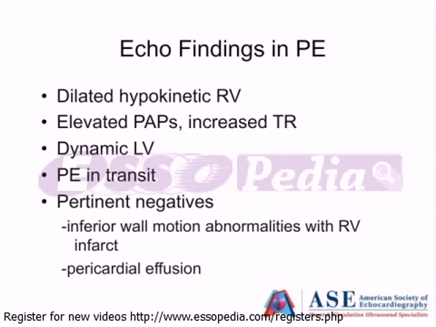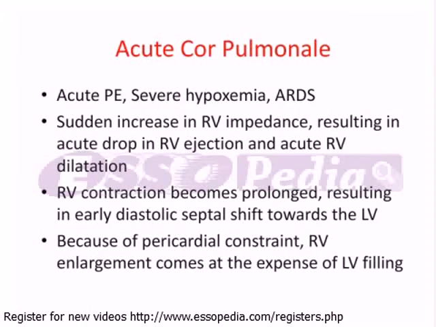Acute cor pulmonale, or acute right-sided failure, is seen in acute pulmonary embolus, severe hypoxemia, and ARDS. There's a sudden increase in right ventricular impedance, resulting in acute drop in right ventricular ejection and acute RV dilatation. The RV contraction becomes prolonged, resulting in an early diastolic septal shift towards the left ventricle. But because of the pericardial constraint, the right ventricular enlargement comes at the expense of left ventricular filling.